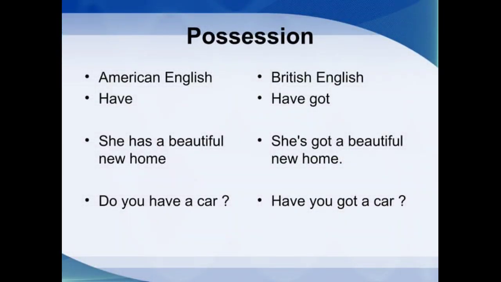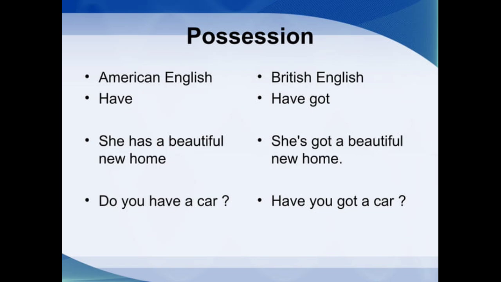Possession in both American and British English. In American English, have: She has a beautiful new home. Do you have a car? In British English, have got: She's got a beautiful new home. Have you got a car?